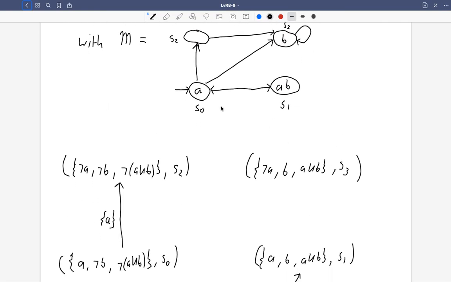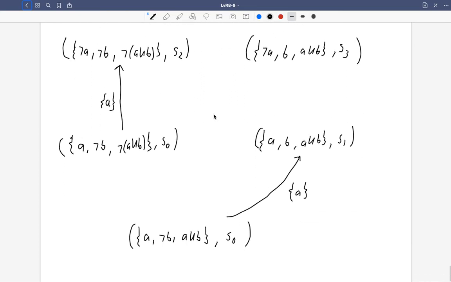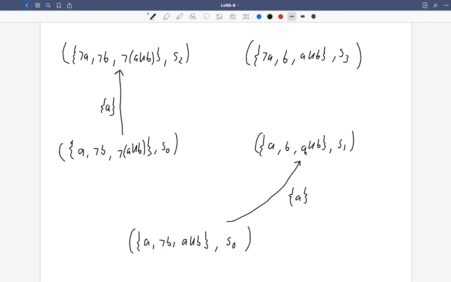So S1 to, let's see. Maybe we'll do S1 to S0. So S1 is here. So we've got potential transitions from here to here, and a potential transition from here to here. And we see whether such transitions were there in the original. Oh dear, I just put a line in the middle of the page. Let's rub that off. And indeed, they were in both cases.